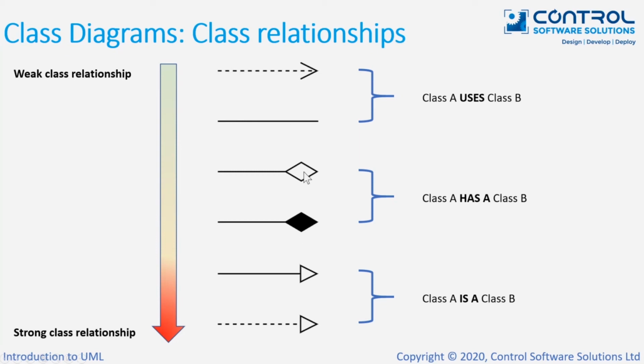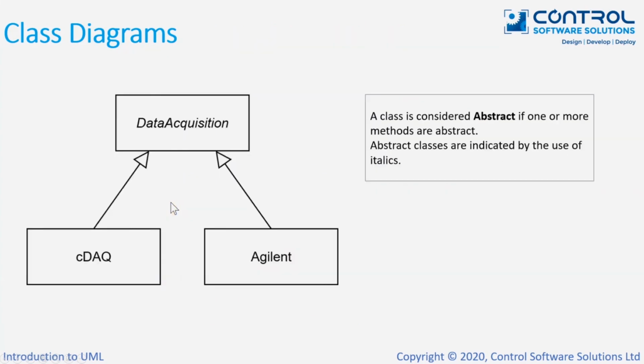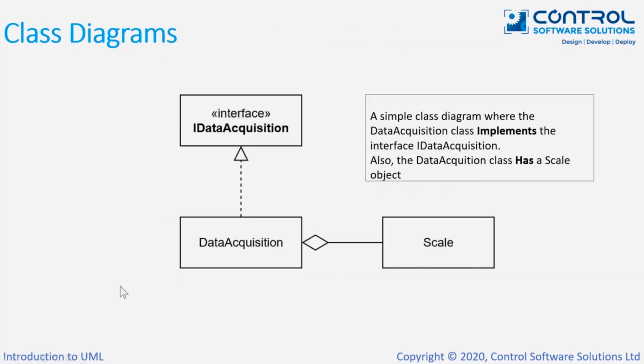Now on these, the class at the end of the diamond, so the class where the diamond connects to, if we go up one, that is the owner. So the data acquisition has the scale, an instance of the scale class. So this is the owner. Does that make sense on that one? Yeah. So inside that class, there might be an object called scale. So it has one of these.